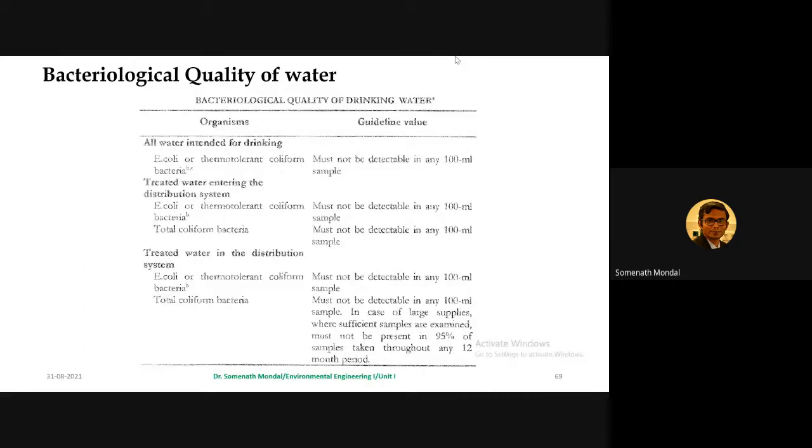Treated water entering the distribution system, so E. coli or any thermotolerant coliform bacteria must not be detectable in any 100 ml sample in this case as well. Total coliform bacteria also must not be detectable. Treated water in the distribution system: E. coli or thermotolerant coliform bacteria must not be detectable in a 100 ml sample, and for total coliform bacteria, must not be detectable in 100 ml of sample. So you would be able to understand how serious these organisms or bacteriological aspects can become. And in case of large supplies where sufficient samples are examined, it must not be present in 95% of the samples taken throughout any 12-month period.